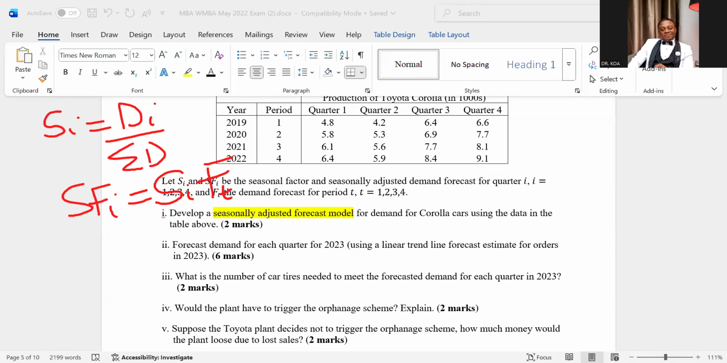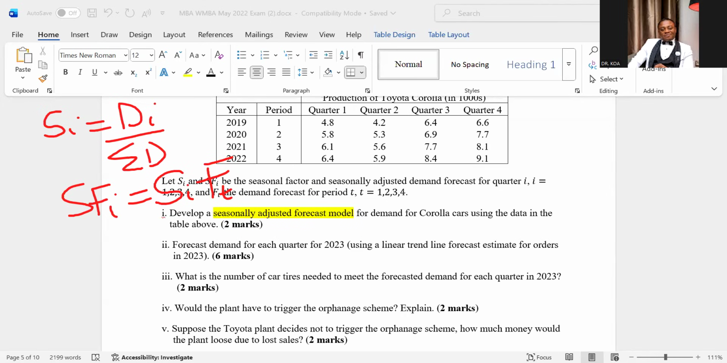But of course, usually when you're starting, you don't know the time. You don't know the forecast for this period, the current period. And so because you don't know the forecast, that's why the question is asking you to develop a seasonally adjusted forecast model. A model is something that has both numbers and letters. So he wants you to get him the model.